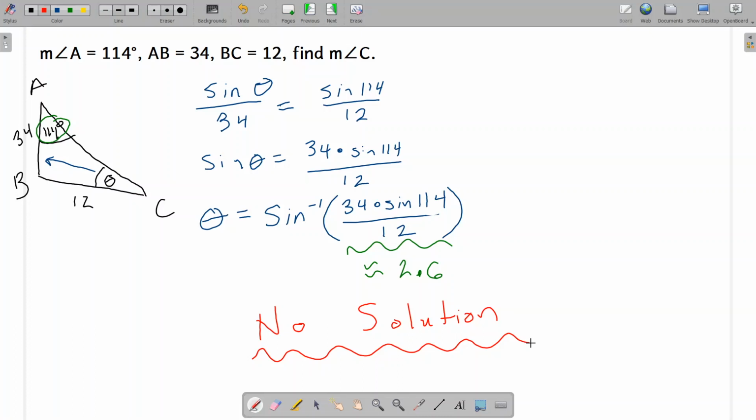So this is what it looks like. You saw one where there was one solution, two solutions, and no solution.